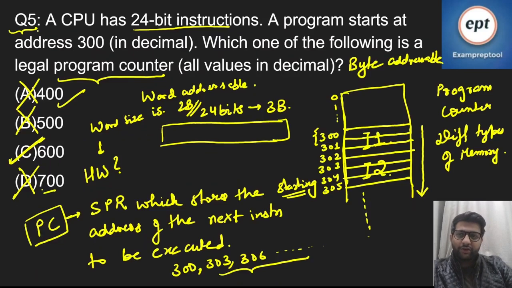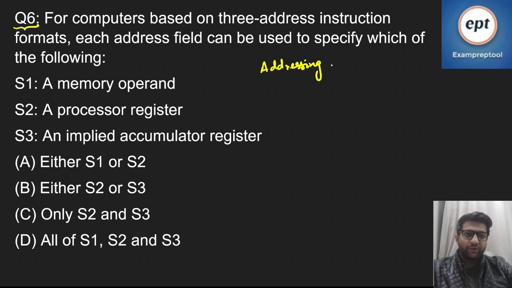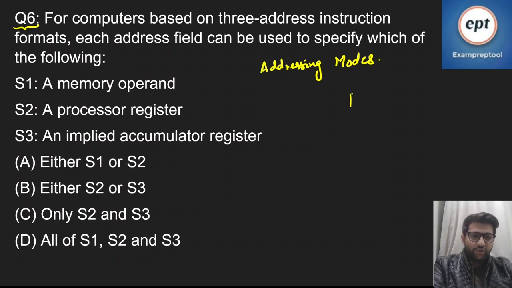So let's move on to question number 6, right? So this is a question on the addressing modes. So pause this video and try if you are able to solve this particular question. So here it is given that for a computer based on 3 address instruction format, right? So we have a 3 address instruction. That means there will be 3 fields for the operand addresses, and we will have an opcode.